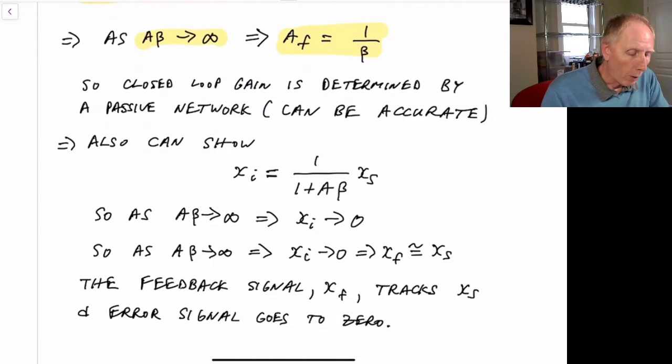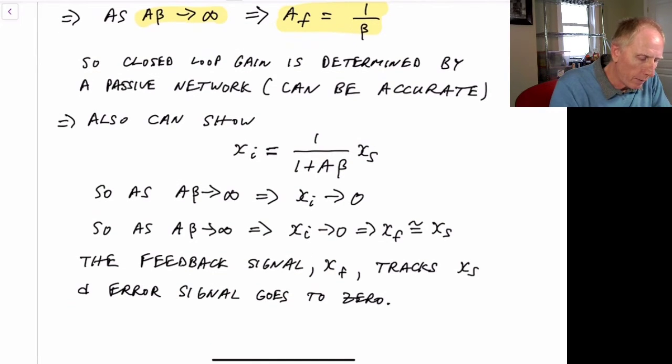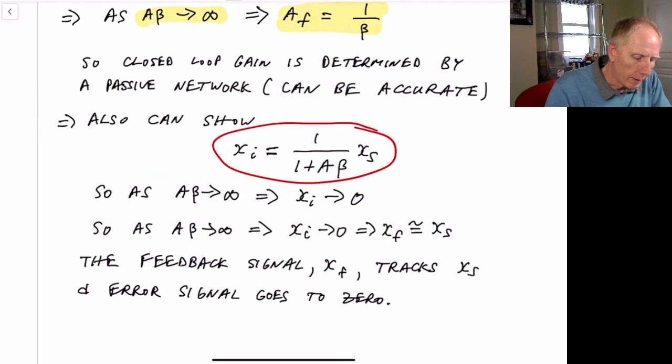So that's our output. We can also write that the error signal X sub I is shown. You can solve this equation and we'll find that it's equal to 1 over 1 plus A beta times X sub S. So this is an interesting result because we see from this equation that if A beta is very large and goes to infinity, then X sub I must go to 0.